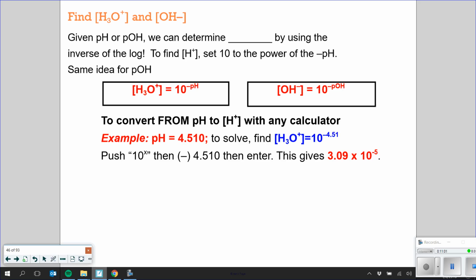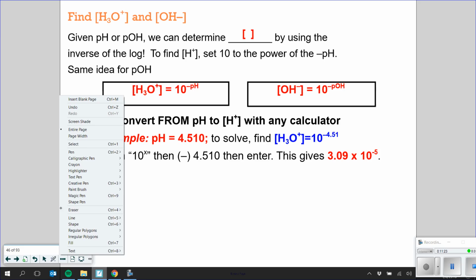If we're given pH or pOH, we can determine the concentration by using the inverse of the log. So we can go backwards. To find the hydrogen ion concentration, we're going to set 10 to the power of the negative pH. And we're going to do the exact same thing for the pOH. In that case, if we took 10 to the negative pOH, we'd get the hydroxide concentration. We've got both of those laid out right here.